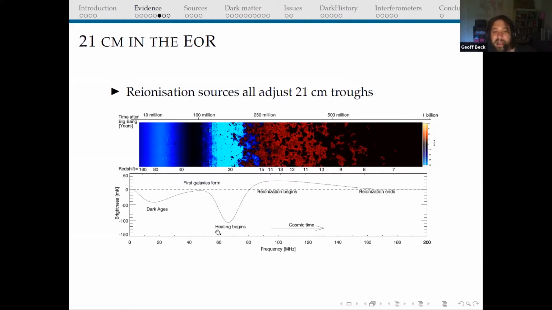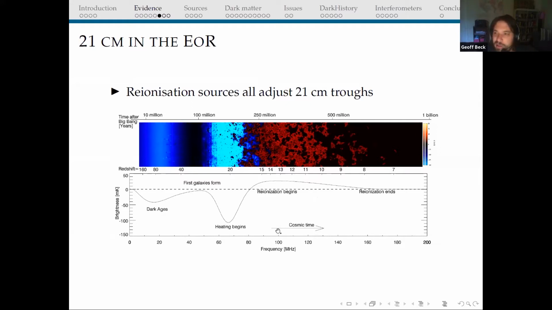And we can see here, once we reach the point where reionization is beginning, we're actually in emission. We have a higher temperature than the CMB in our 21 centimeter, and that's because our stars and galaxies are pumping heat into the neutral gas. So the neutral gas is getting very hot, emitting loads of 21 centimeter, becoming brighter than the CMB. And by the time reionization ends, we drop back to zero because we just don't have any neutral hydrogen left.